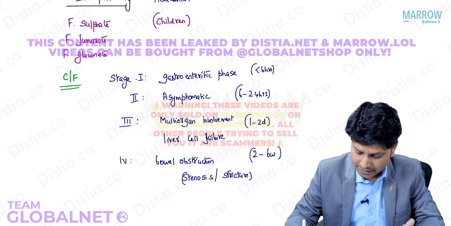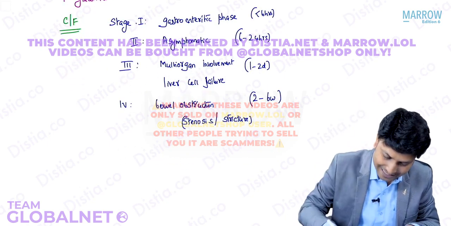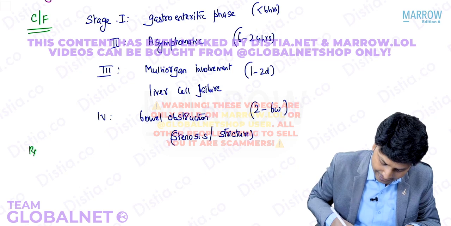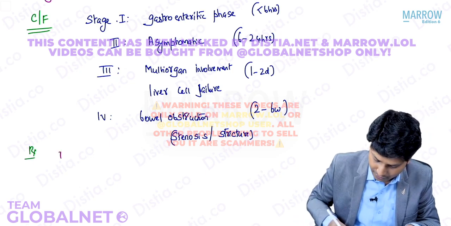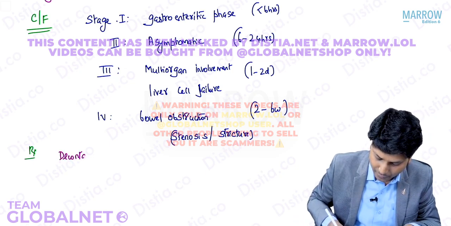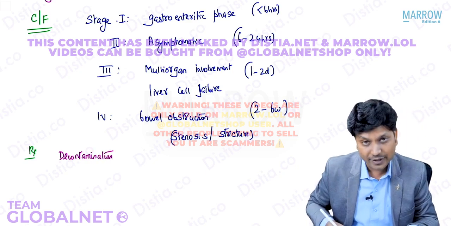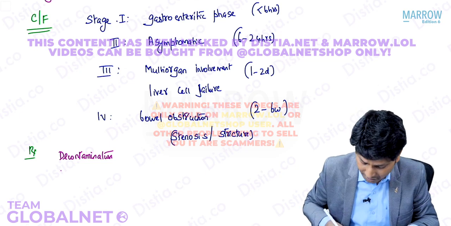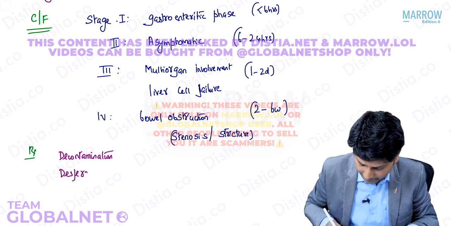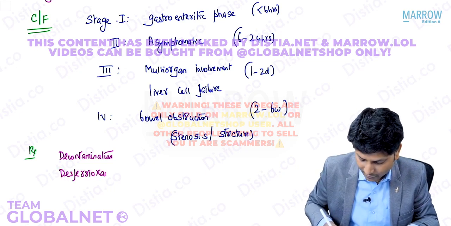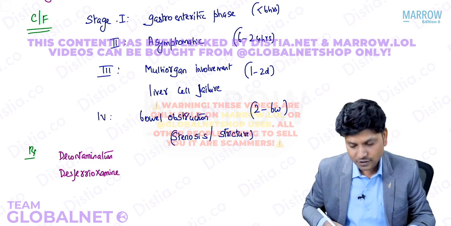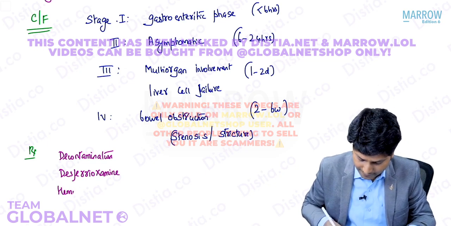When the patient comes to us, the most important treatment is decontamination. Decontamination is the most important treatment that you need to give, and the next important thing is to give chelation. What chelating agent can we use for iron poisoning? Do remember, we have desferrioxamine. We can give desferrioxamine, and in severe cases we can also go for hemodialysis.